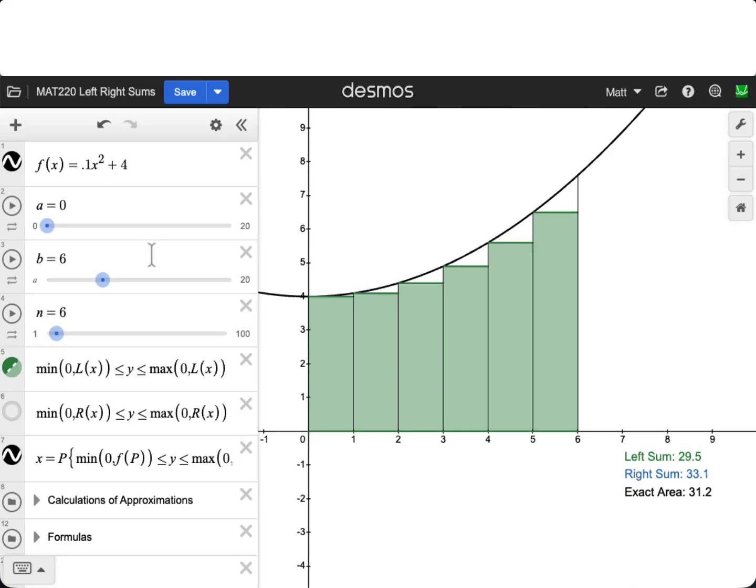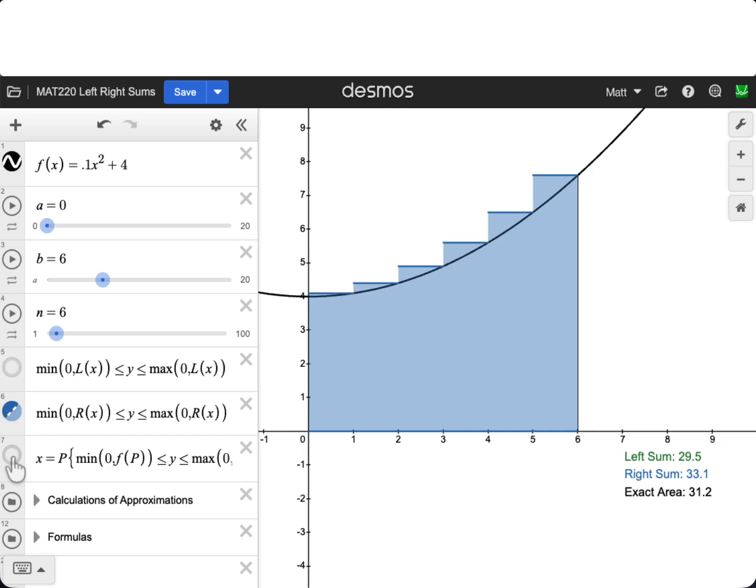Here's a program that shows the rectangles. I have it set up so that you enter the velocity function as f of x. You enter your left and right endpoints of the primary time interval, so from 0 to 6, and then you can specify the number of subintervals. You can show the left rectangles, show the right rectangles, and you can toggle on or off these vertical lines. When n is large, it's better to leave these invisible.